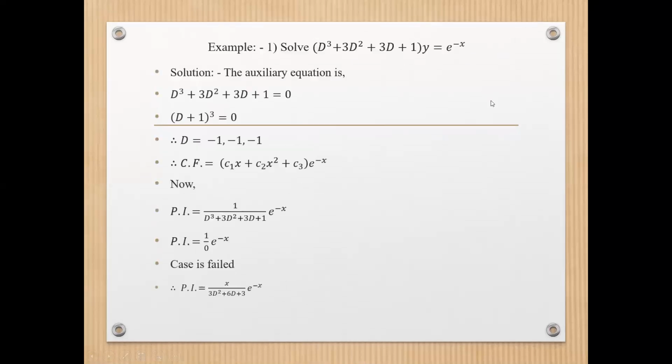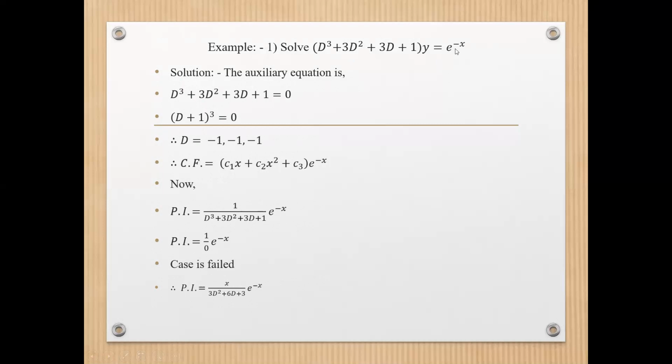See example number 1. Solve d cube plus 3d square plus 3d plus 1 y is equal to e raised to minus x. This is a linear differential equation with constant coefficients, because d is nothing but d by dx: d cube is d cube y upon dx cube, d square is d2y upon dx square, and d is dy by dx. This is the f of d. We can write this equation in short form as f of d y is equal to capital X.